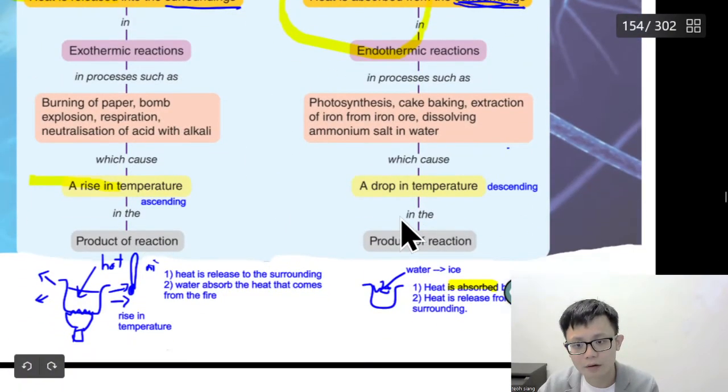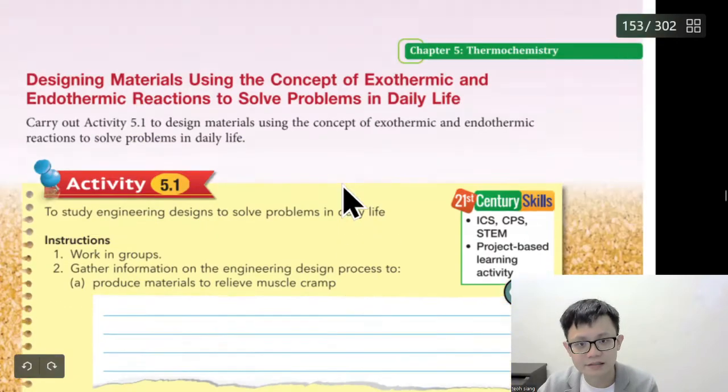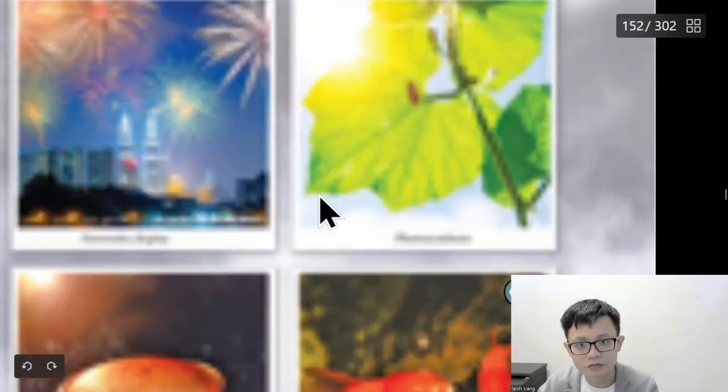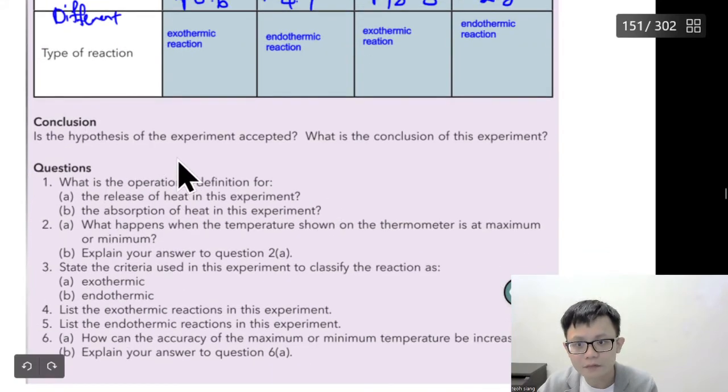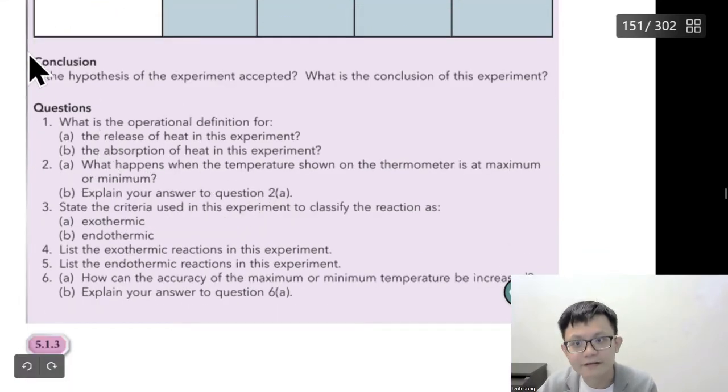So this is the thing. Let's do the question. Let's just stop here. The hypothesis of the experiment is accepted. What is the conclusion of the experiment? We already did this in the previous video. What is the operational definition for the release of heat in this experiment? So what is the operational definition?